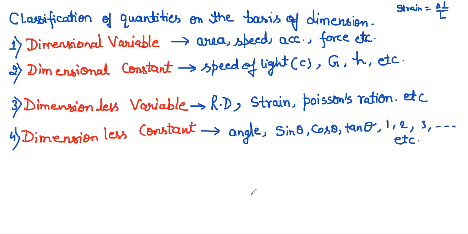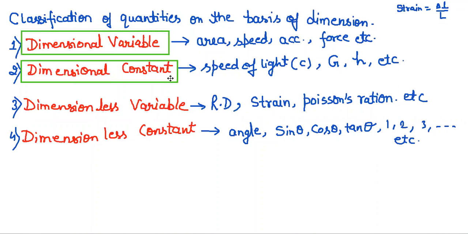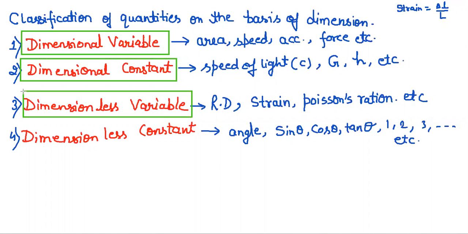So this is the classification of dimensional variable, dimensional constant, dimensionless variable, and dimensionless constant. Okay, so you will remember all of these.